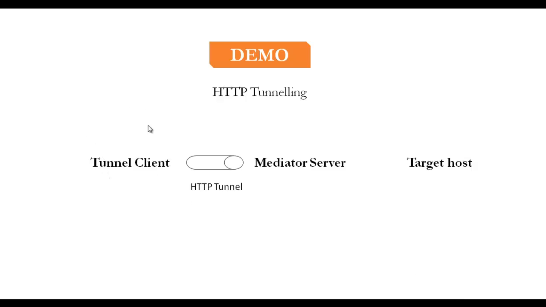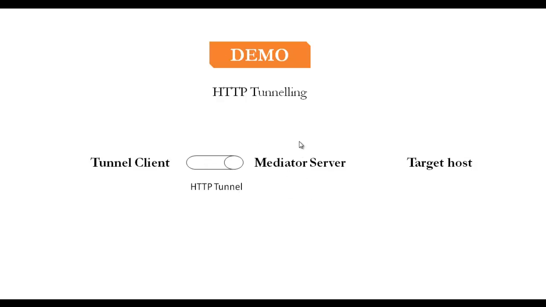We have a tunnel client and we will have a mediator server, and this is the target host which we want to connect to. First, this tunnel client will open an HTTP connection to a mediator server. Then it communicates with the mediator server by using HTTP requests. The most important point here is it encapsulates all the actual communication within these HTTP requests.